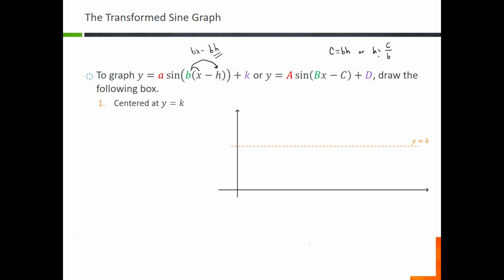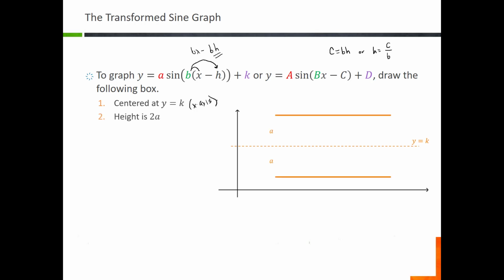Normally the graphs are centered on the x-axis. Okay, normally it's centered on the x-axis. But if we shift it up, it's no longer the x-axis. It's going to be moved up or down. So we need to know where that is located, and it's just the k value. All right, it's this vertical shift.